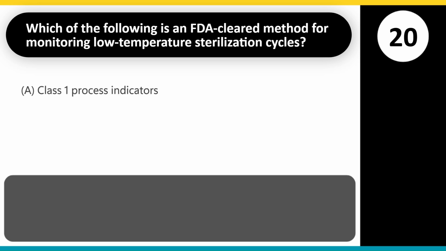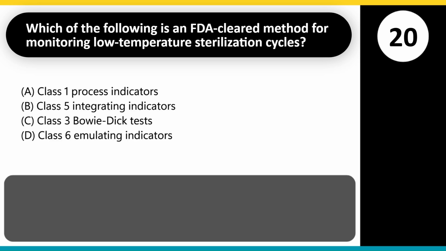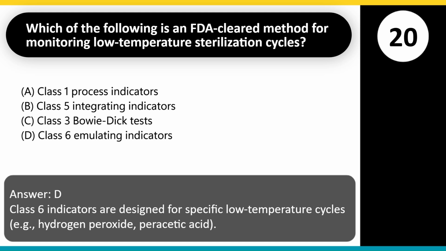Which of the following is an FDA-cleared method for monitoring low-temperature sterilization cycles? A. Class 1 process indicators. B. Class 5 integrating indicators. C. Class 3 Bowie-Dick tests. D. Class 6 emulating indicators. Answer, D. Class 6 indicators are designed for specific low-temperature cycles, e.g., hydrogen peroxide, peracetic acid.